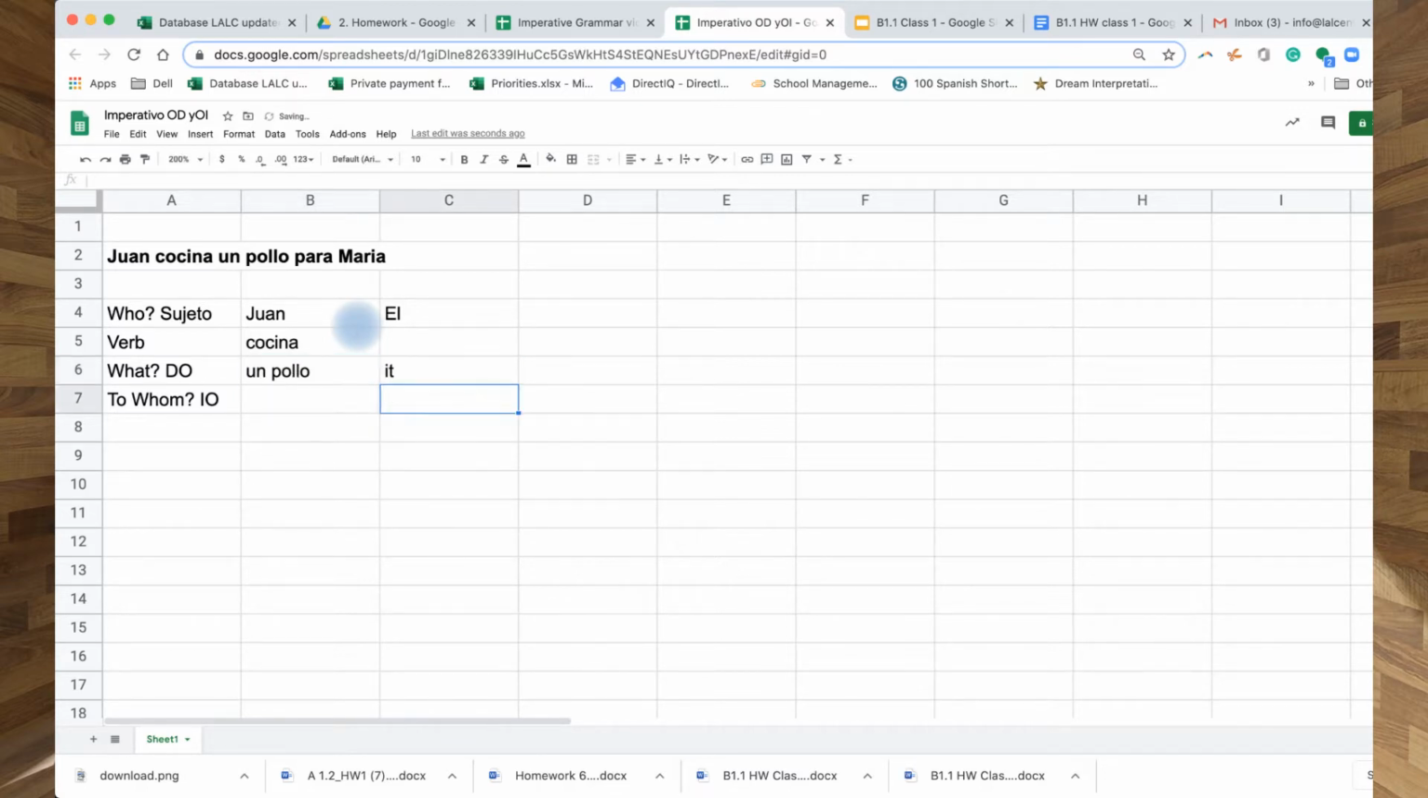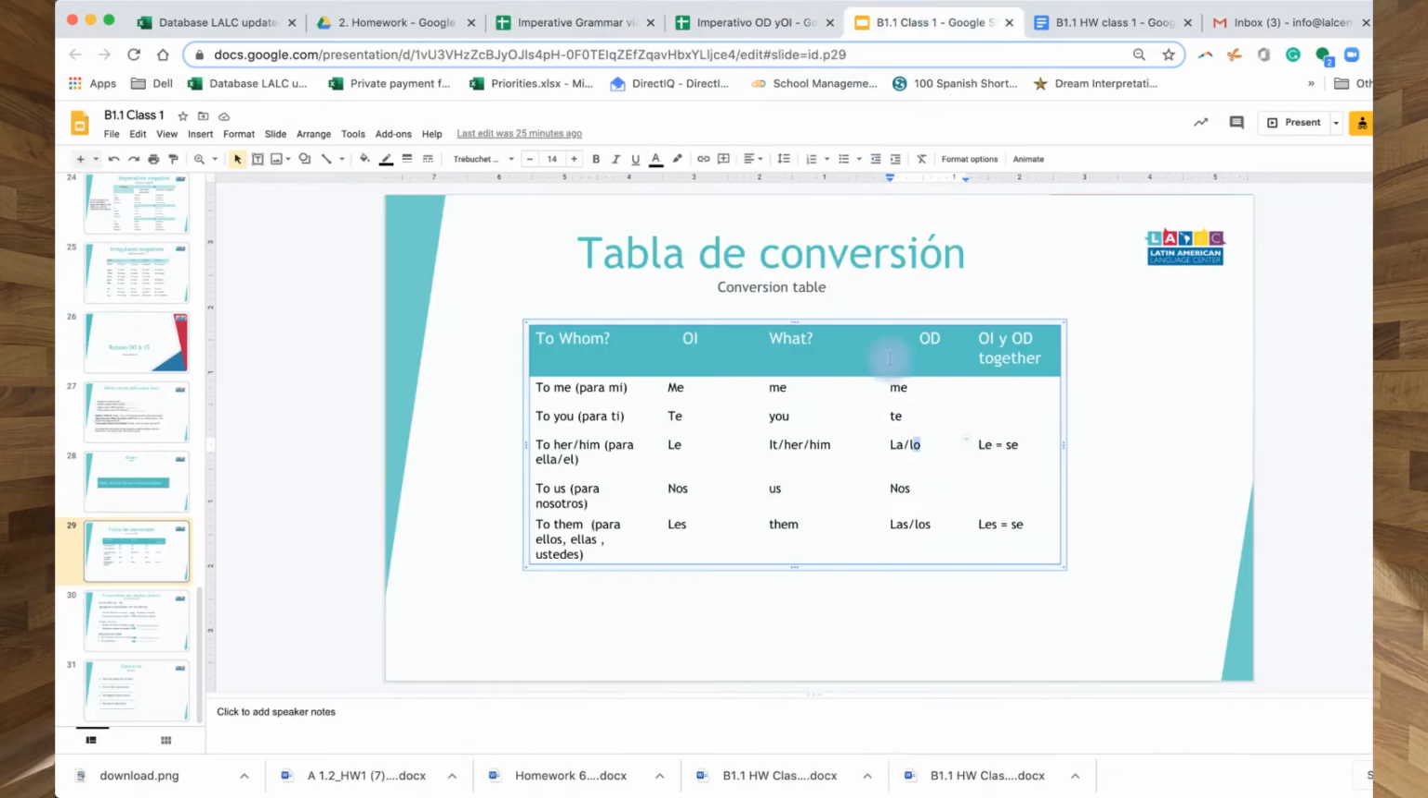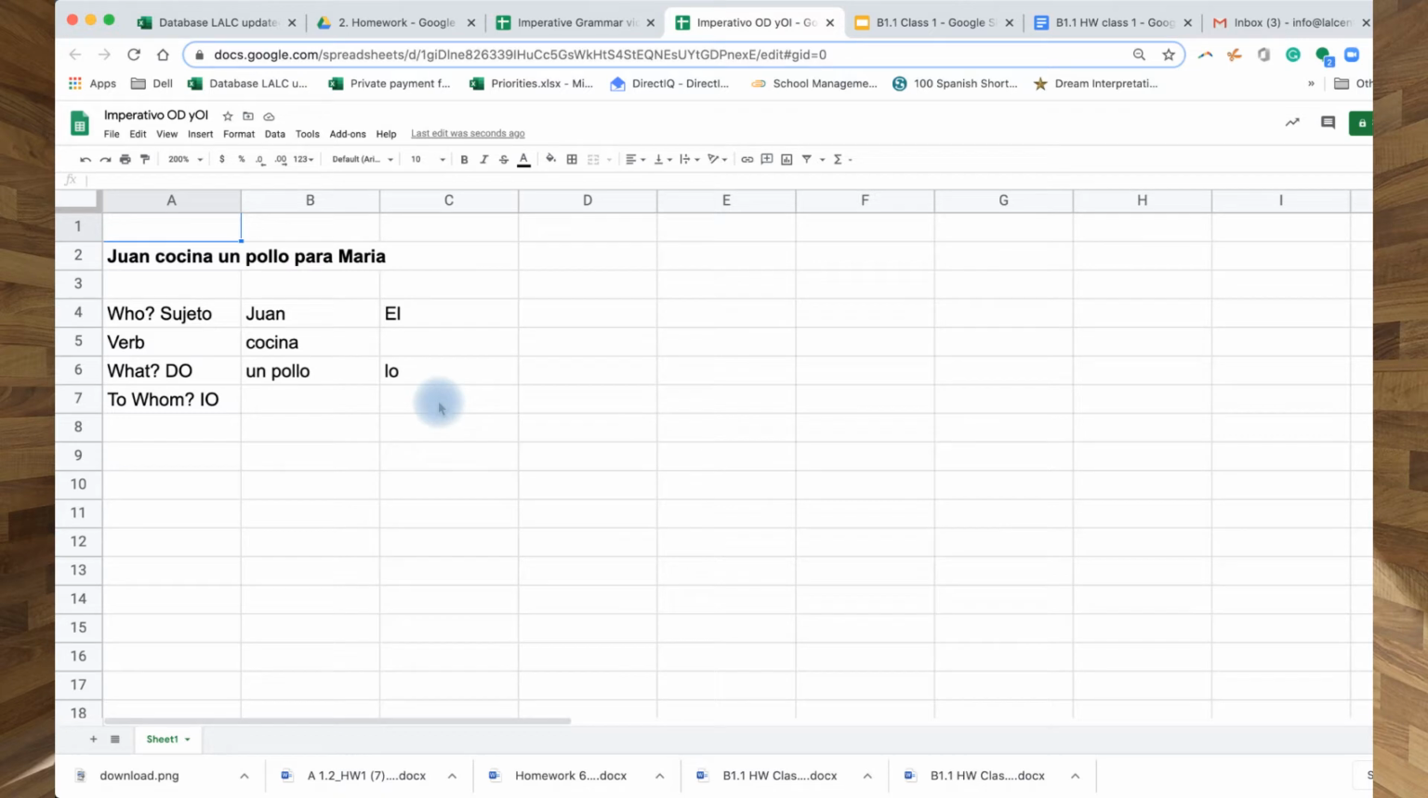And then to whom, para María, for María. So let's see the para María, to whom is the indirect object, which would be para María, for her is le. So para María is le. And now let's do the order. It was sujeto, objeto indirecto, objeto directo, y verbo. So, sujeto was él, objeto indirecto es le, objeto directo lo, y verbo es cocina.